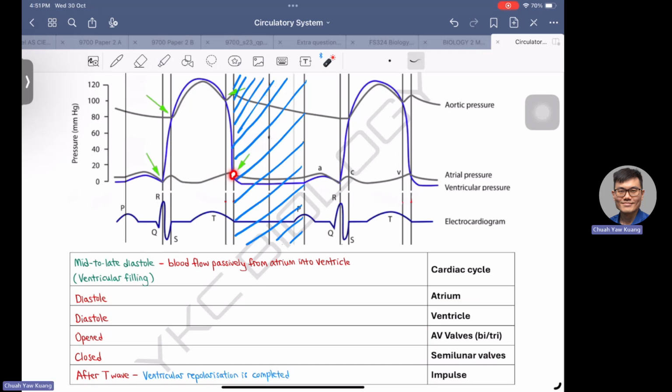It is a passive flow, so please remember that it is a passive flow. It is not causing any contraction yet. This is just the passive flow of the blood from the atrium into the ventricle. So in order for the blood to flow from the atrium into the ventricle, the AV valve has to open. So that's why the AV valve will start to open at this point. At the same time, the semilunar valve has to be closed because the ventricle is still relaxing. So it has to be closed to prevent the backflow of the blood from the aorta.